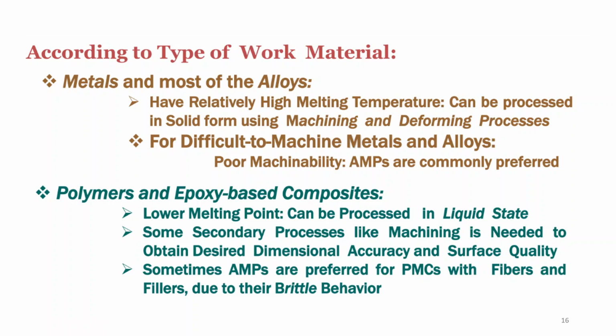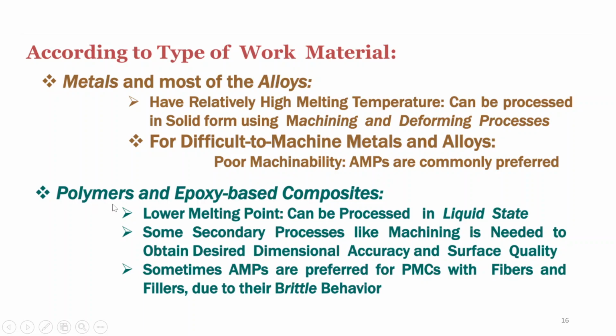Next, according to type of work material. This can be metals, and most metals have relatively high melting temperature, and they can be processed in solid form using machining and deforming processes. And for metals which are difficult to machine, which have poor machinability, additive manufacturing processes are commonly preferred.